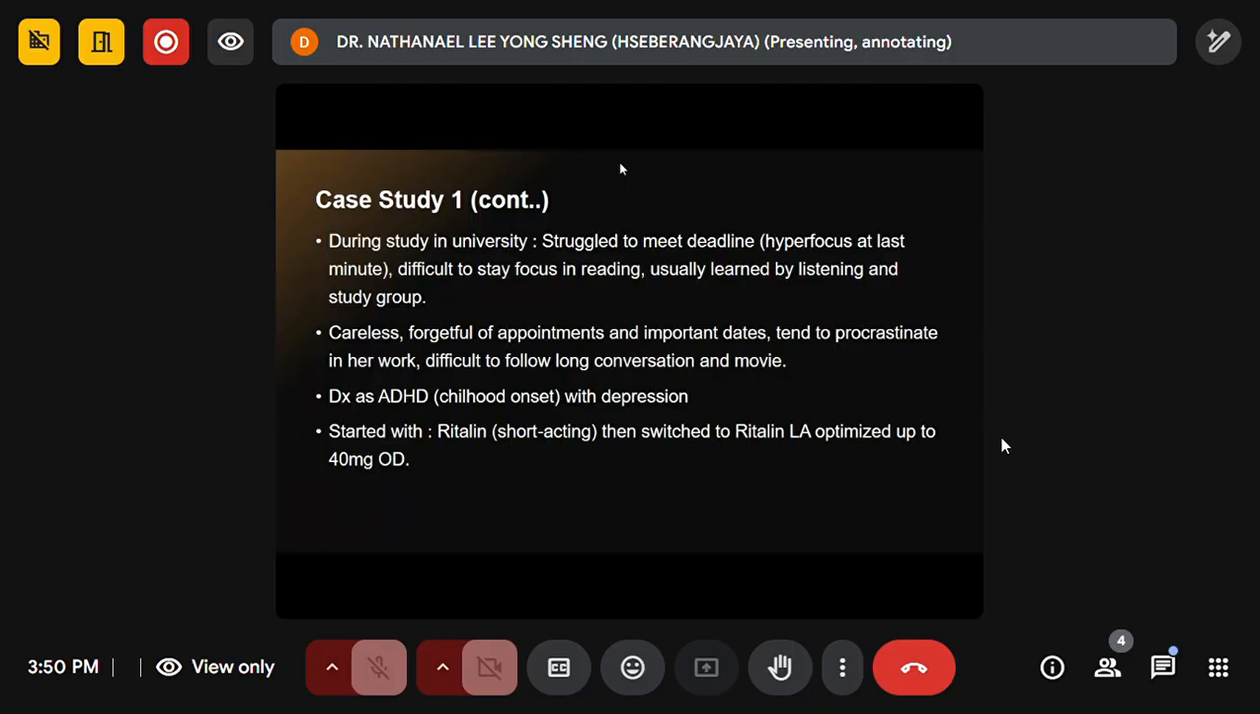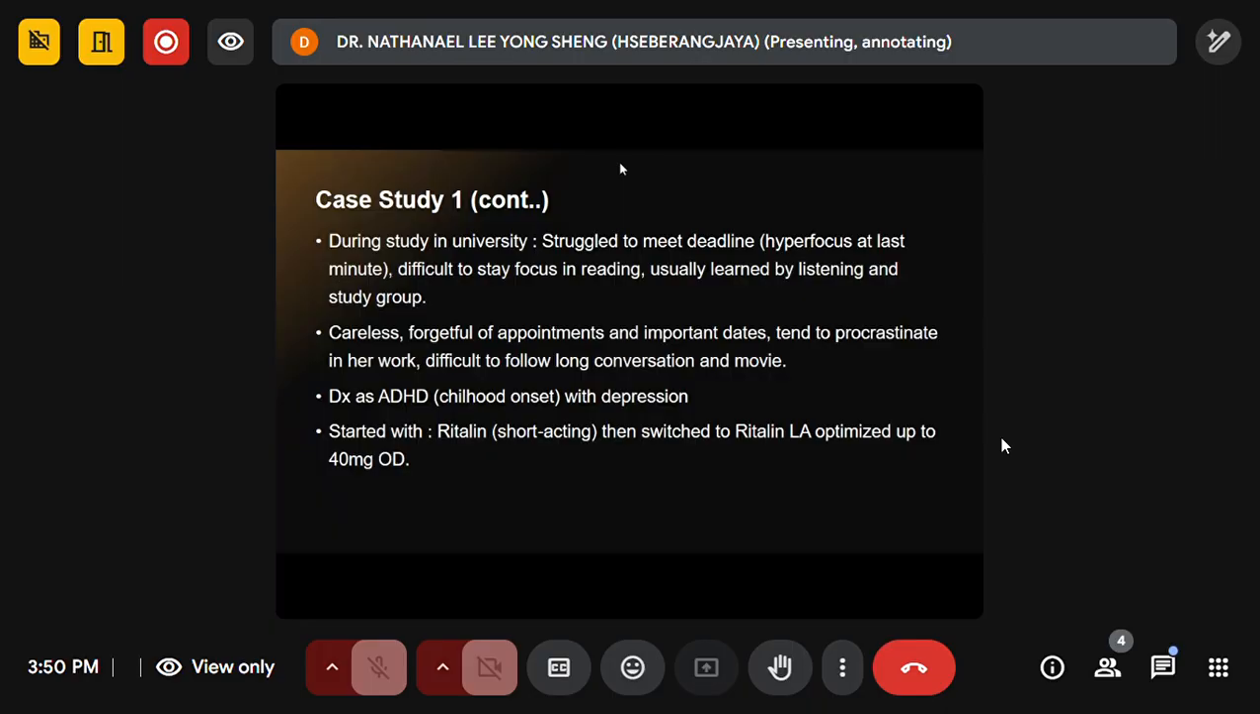Apart from that, she was said to be very careless, always forgetful of her appointments and important dates, and she tended to procrastinate in her work. And she also had difficulty following long conversations and movies. So from all the history that she has given to me, I diagnosed her as ADHD, childhood onset, with depression. So I started her with Ritalin short-acting.